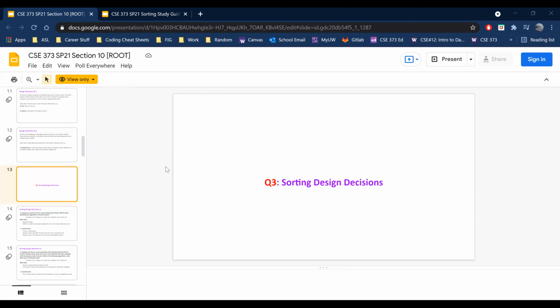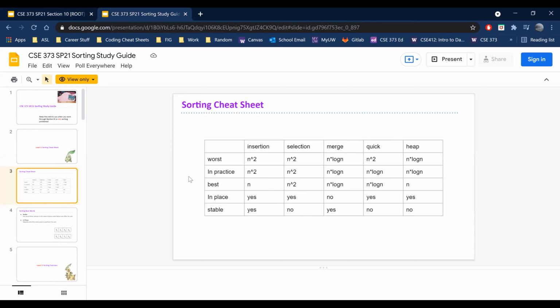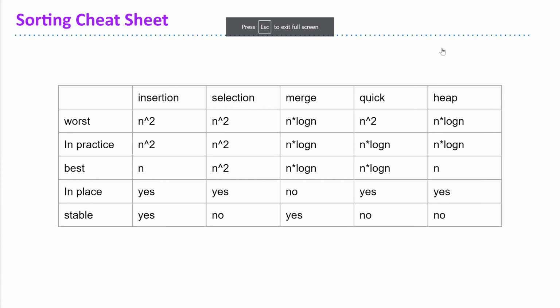All right, hello everyone. So we're going to be going over question 3, sorting design decisions. But before we get into it, I just want to look over our sorting cheat sheet and remind ourselves of the runtimes and some aspects of the algorithms that we'll be working with in this question.